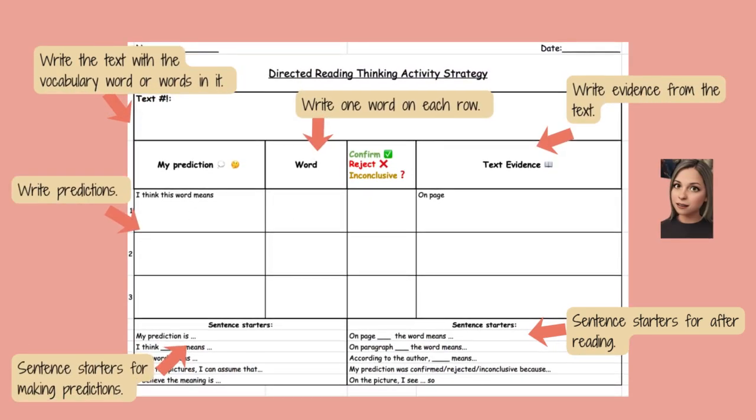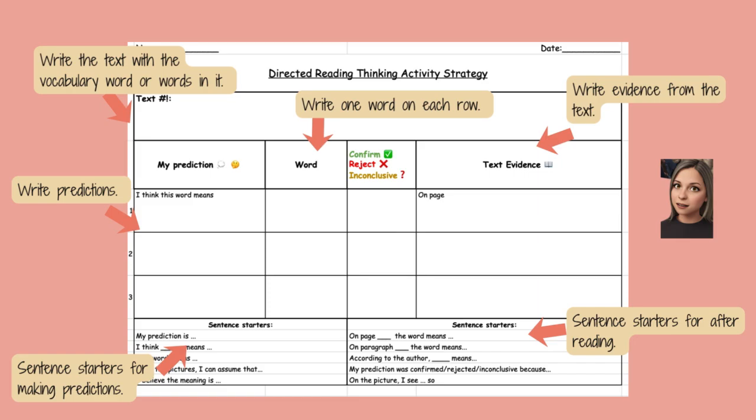On this second version of the organizer, you could pick a part of the text or a sentence that has more than one word that you want to teach your students. So write that at the top where it says text. And then on the word column, you can write each word on a row. And then students would make one prediction per word.